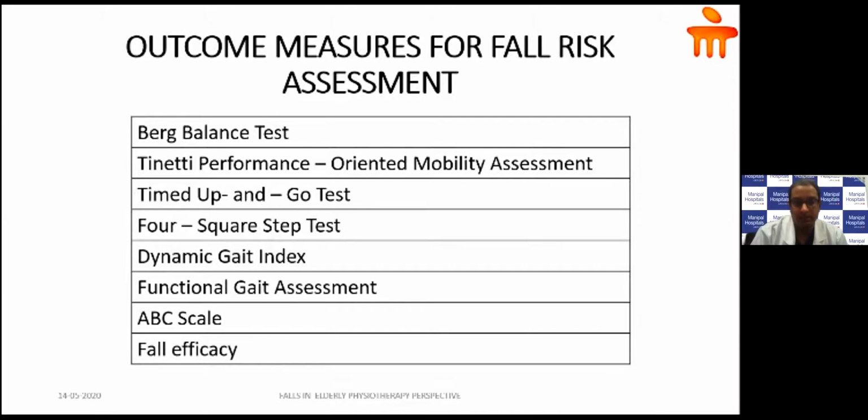And the functional gait assessment is another tool, which can be used for vestibular assessment, as I already told. It has a maximum score of 30, and if the score is less than 22 or so, it indicates a chance for the fall.